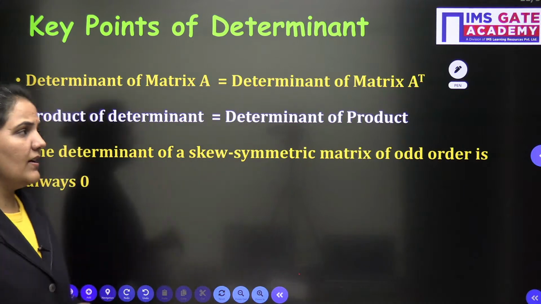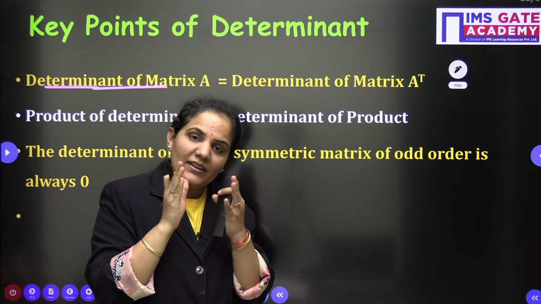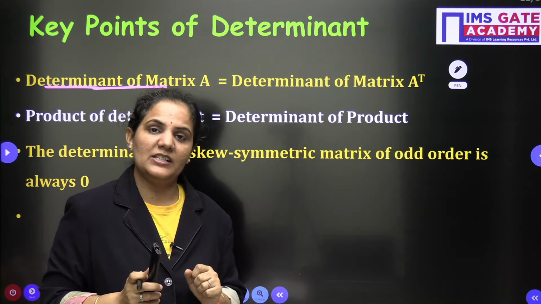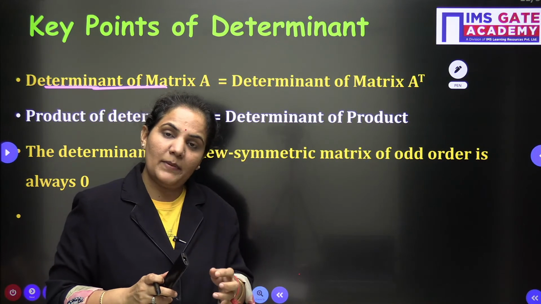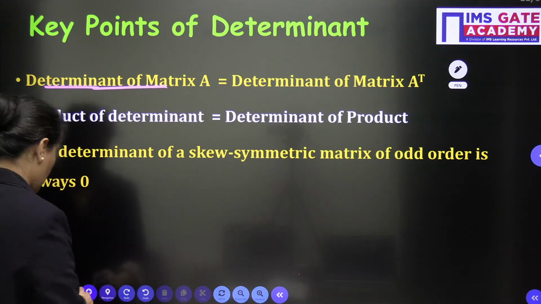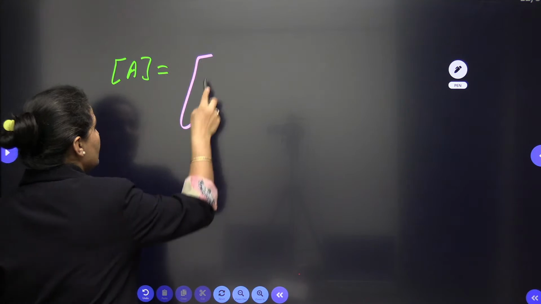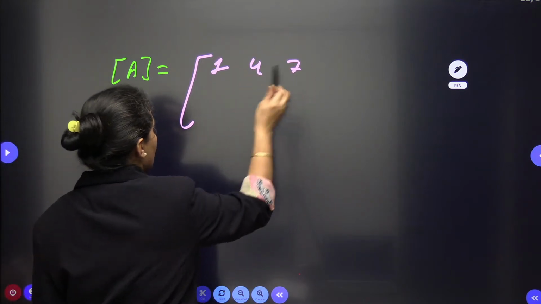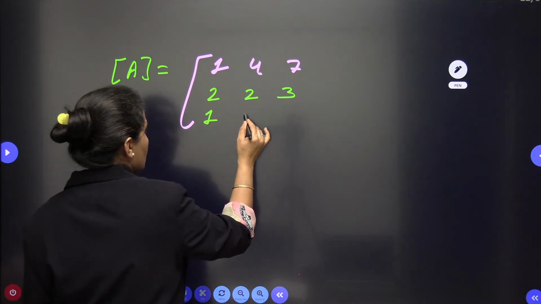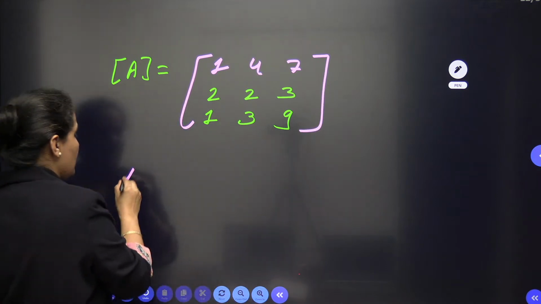The next property is: if I have a matrix A, and I find the transpose of that matrix, then the determinant of matrix A is always equal to the determinant of its transpose. Suppose I have an example. If I write here matrix A, which is 1 4 7, 2 2 3, 1 3 9, this is my matrix A.